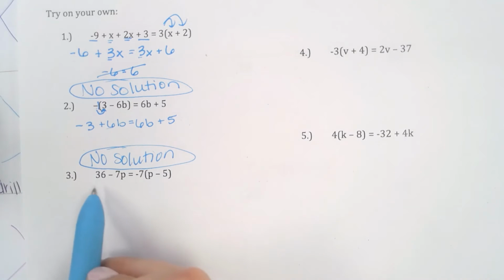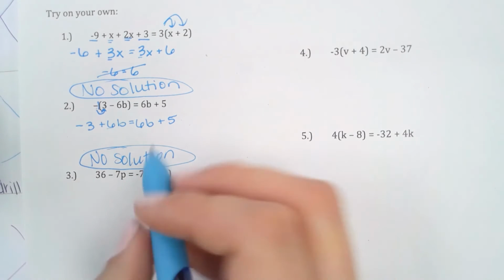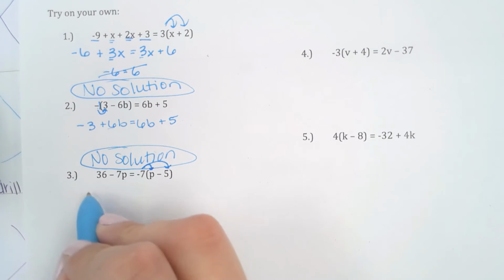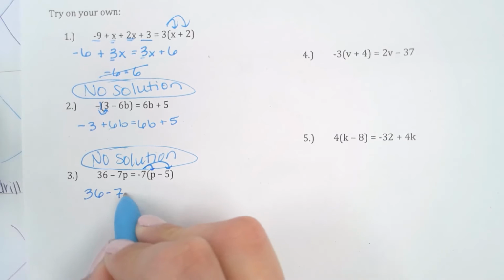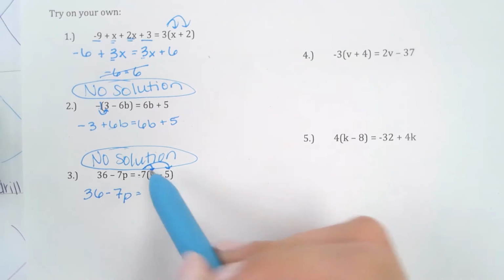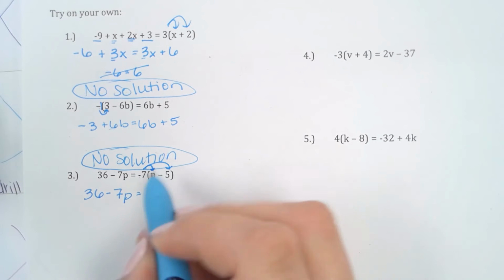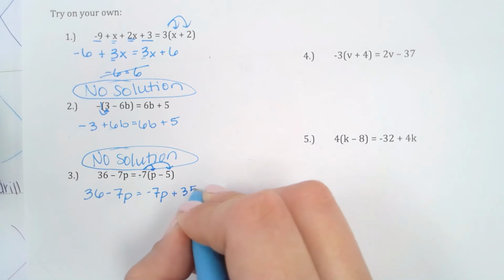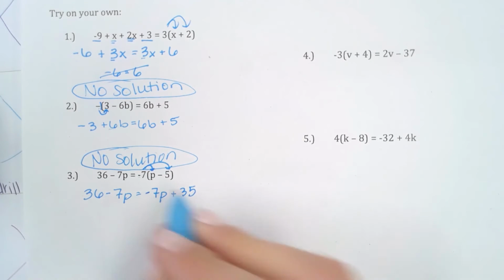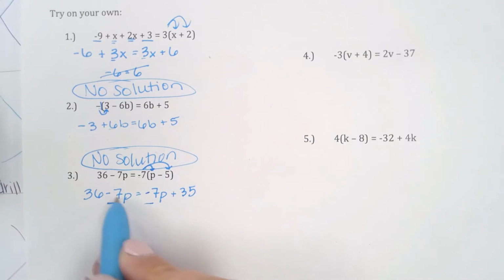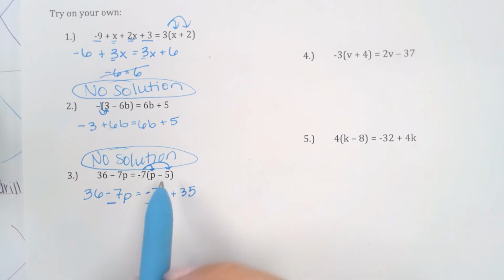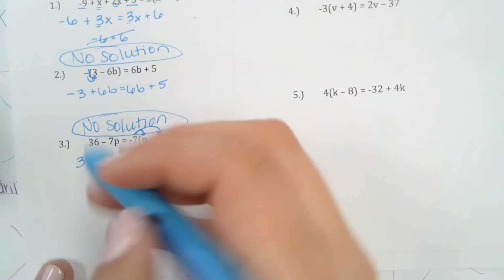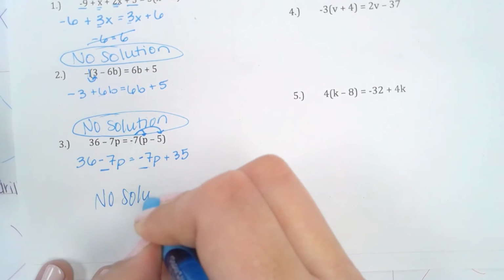All right, next one. So 36 minus 7p. If I were to do the same thing over here by doing the distributive property, I can't do anything on the left side. Those are already simplified, so I'm just going to leave that the same. Negative 7 times p is negative 7p, and then negative 7 times a negative 5 is a positive 35. Once again, I see same coefficients because a minus 7 is the same thing as a negative 7 over here. I see same coefficients, different constants. So just like number 1 and number 2, this is also no solution.